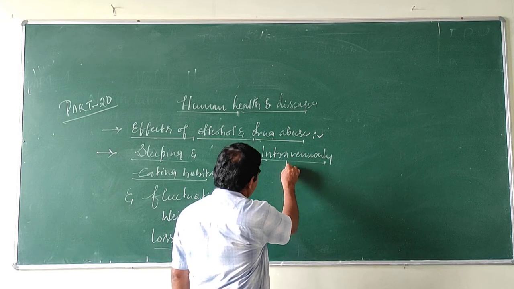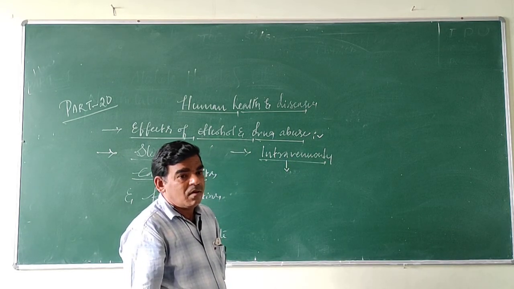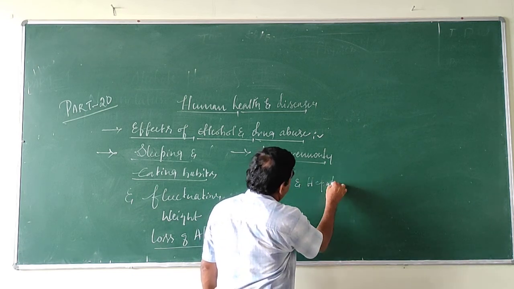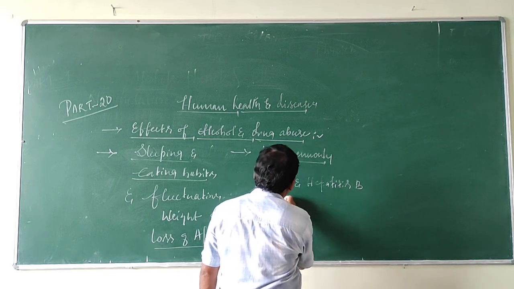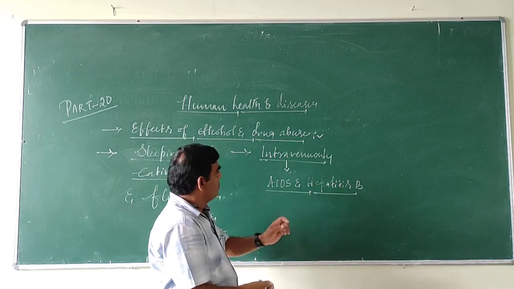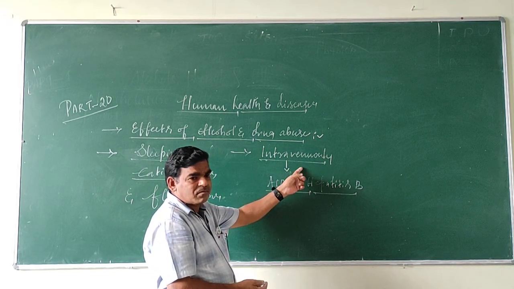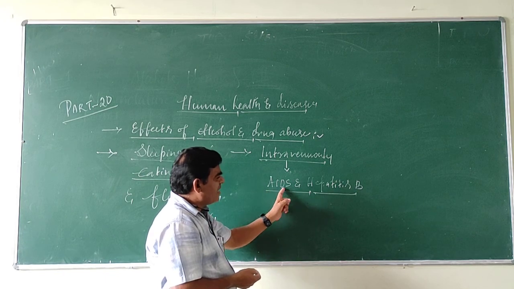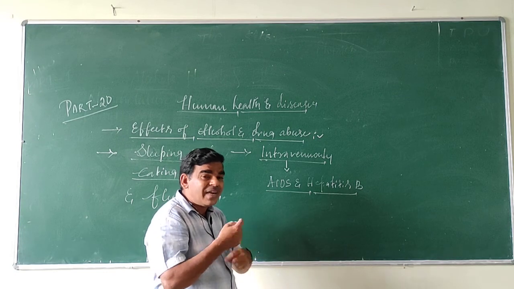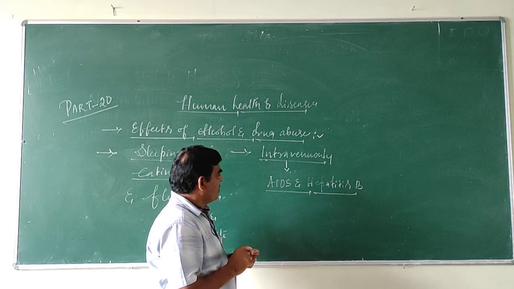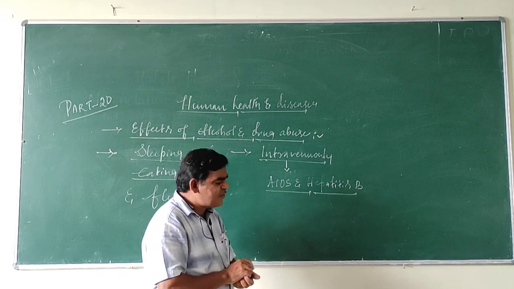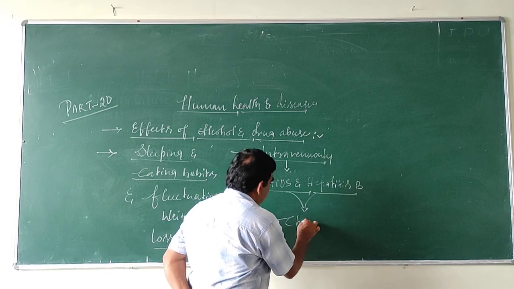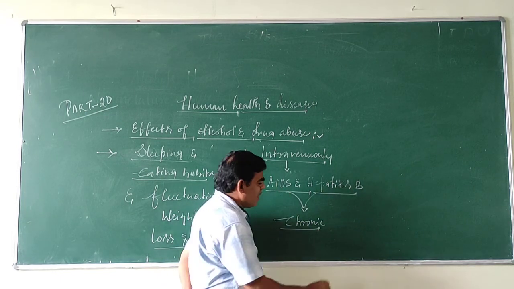It leads drug addicts to AIDS and hepatitis B virus infection. By using needles and syringes shared by different adolescents in a group, it leads to infection of AIDS and hepatitis B, because the needles and syringes are repeatedly used by the addicts. That's why it leads to infection of AIDS and hepatitis B. These diseases are very chronic and fatal.